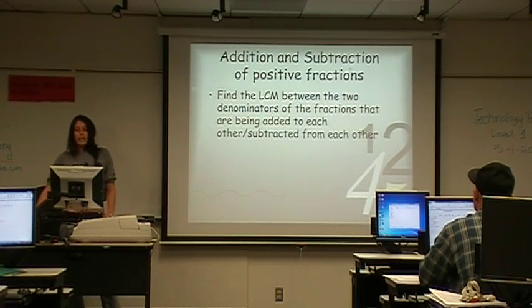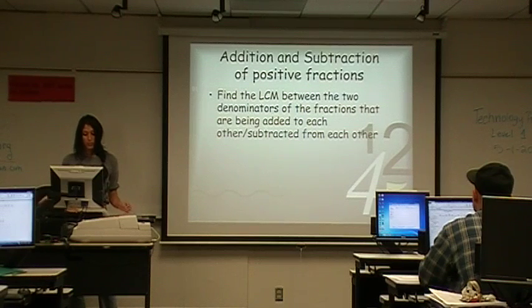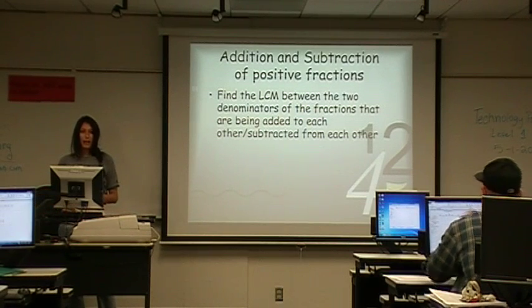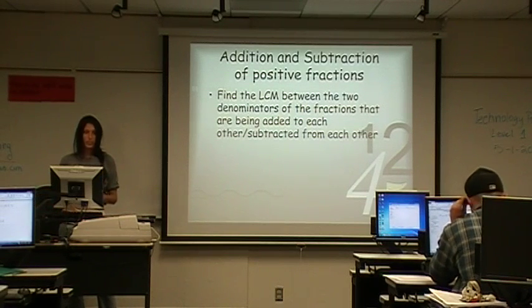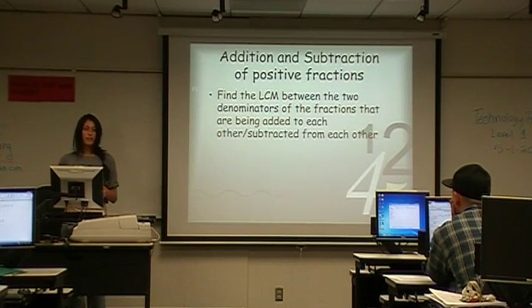So addition and subtraction of positive fractions. You need to find the LCM between the 2 denominators of the fractions that are being added to each other or subtracted from each other. Many of you are probably wondering why the fractions are being added or why they would need a common denominator. And the reason is they have to have common units in order to be added or subtracted. So you will have to make sure that they have common units by making the denominators equal.